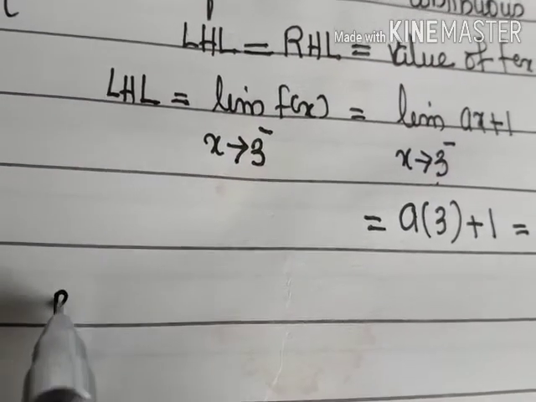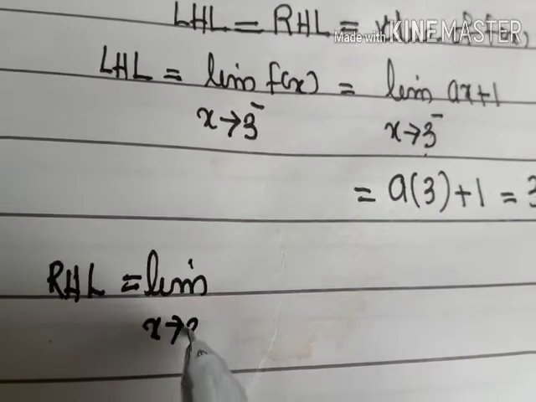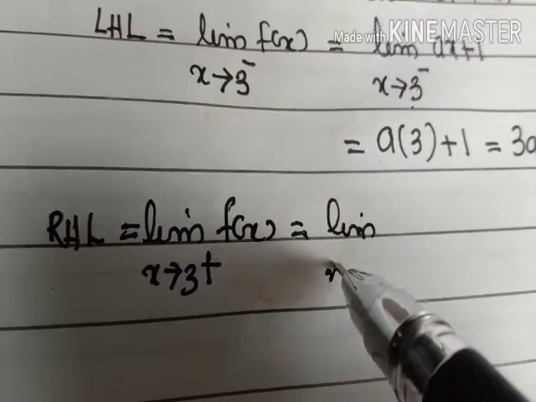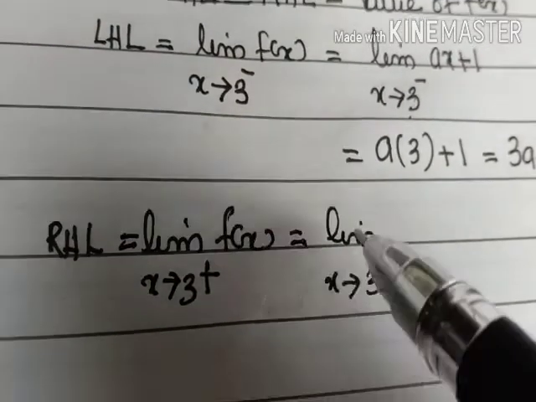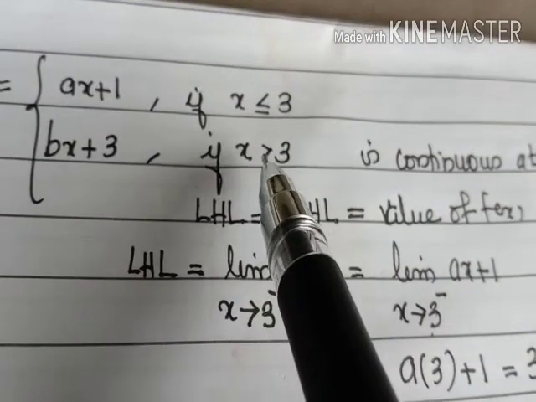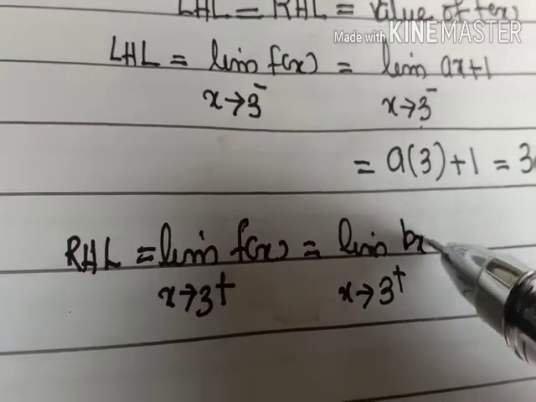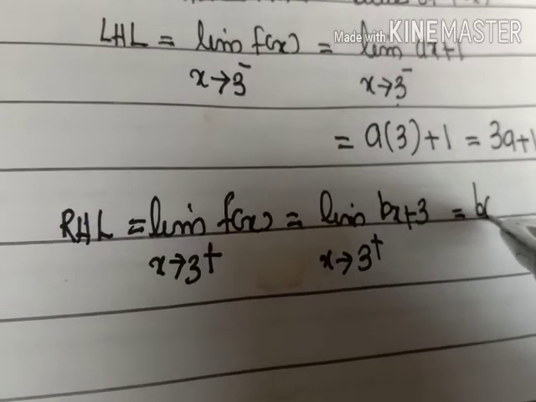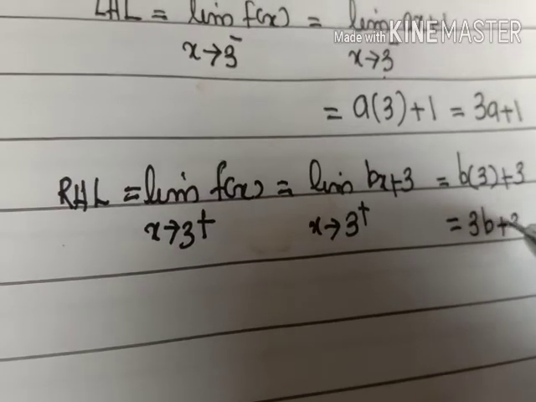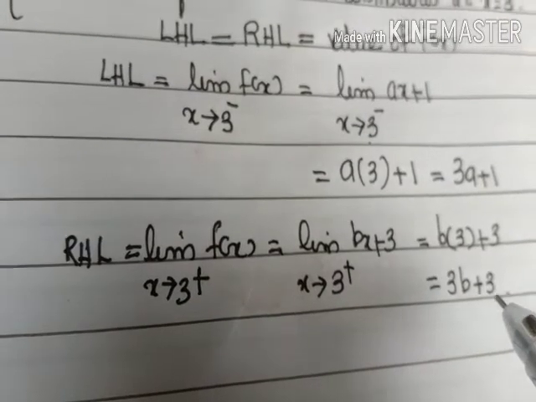Similarly, find the right hand limit. Right hand limit by definition is limit x tends to 3 plus f of x. So 3 plus means greater than 3. So this is the interval. In this interval, function is defined as bx plus 3. So replace it here and then apply the limit. Put x equal to 3. Then you can see right hand limit is 3b plus 3. So left hand limit is 3a plus 1. Right hand limit is 3b plus 3.